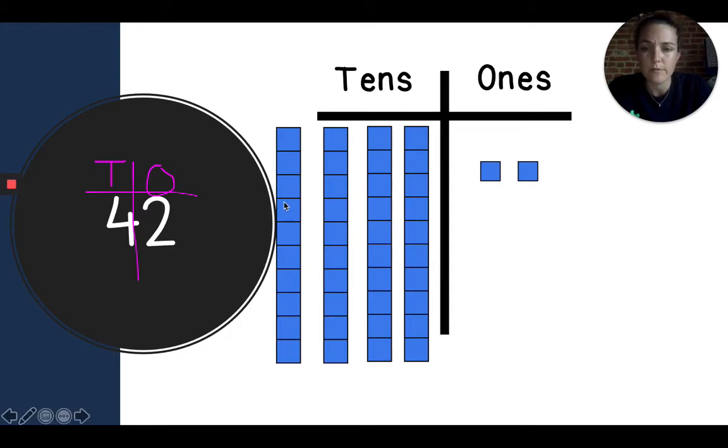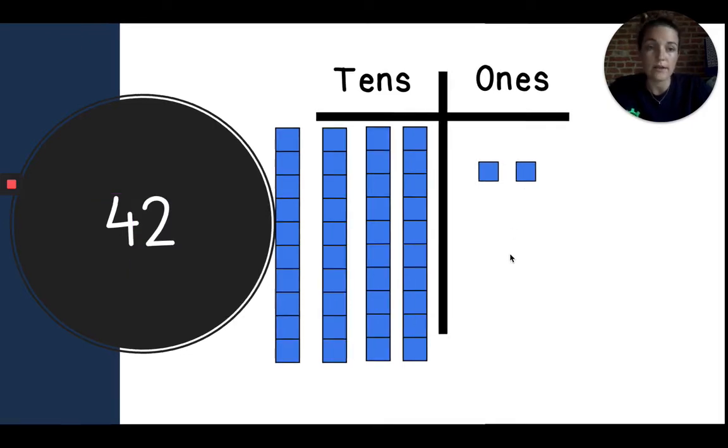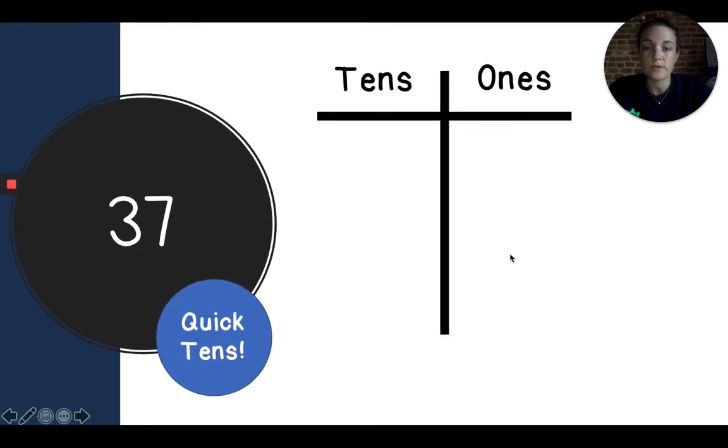Let's count from the beginning. 10, 20, 30, 40, 41, 42. All right, I made the number 42. All right, time for quick tens. So now I'm going to be drawing.